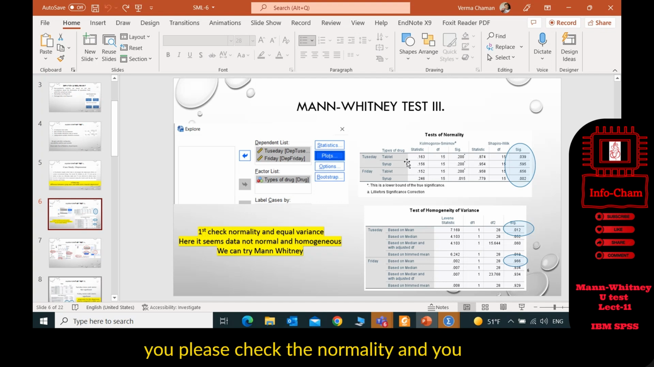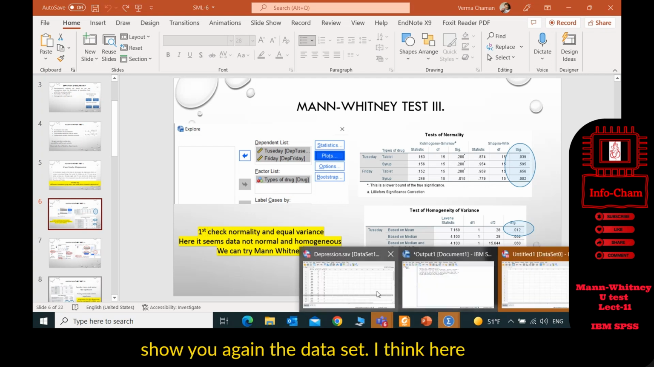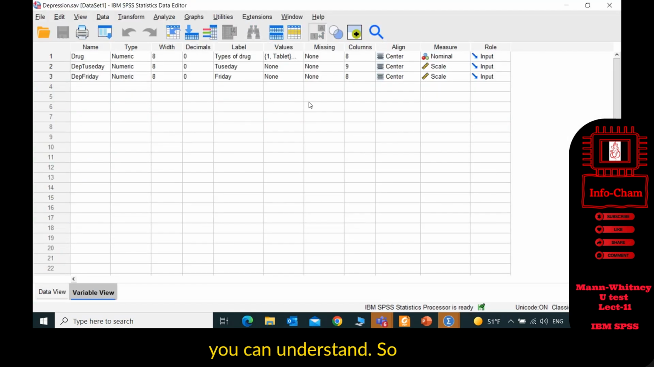And you please check the normality, and you know very well I will not check the normality again and again. You please try to understand. It is very easy. Go for the descriptive and go for the explore, and then take the target values in the dependent list, and the categorical and nominal value should be here, right? I want to show you again the data set. I think here you can understand, right?